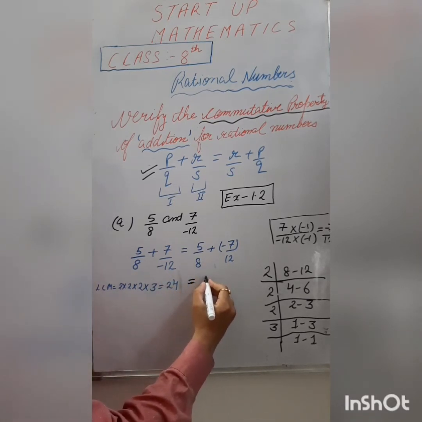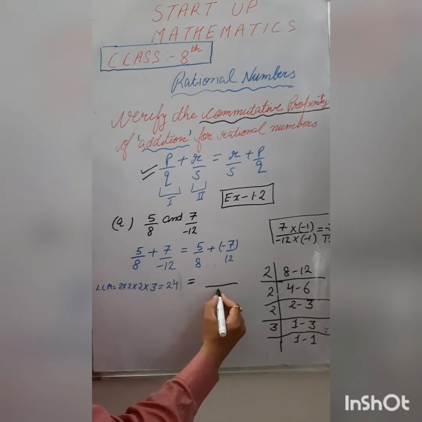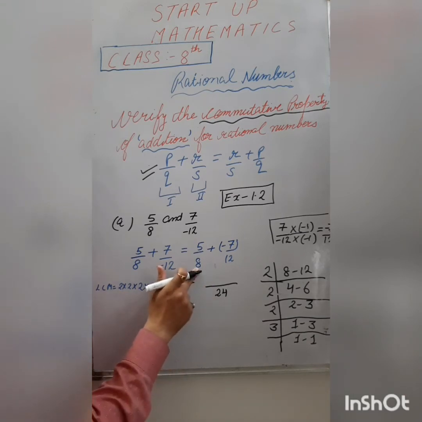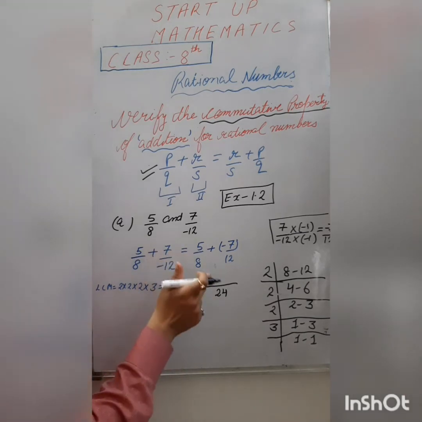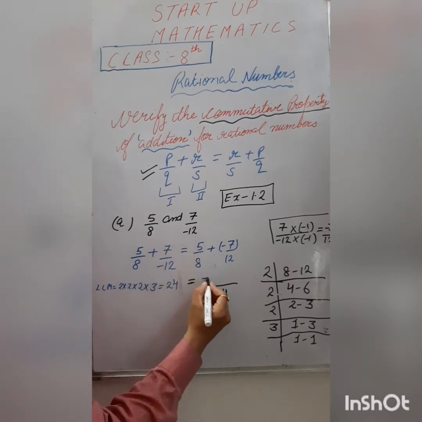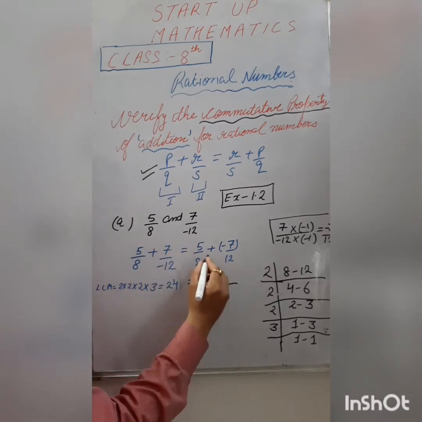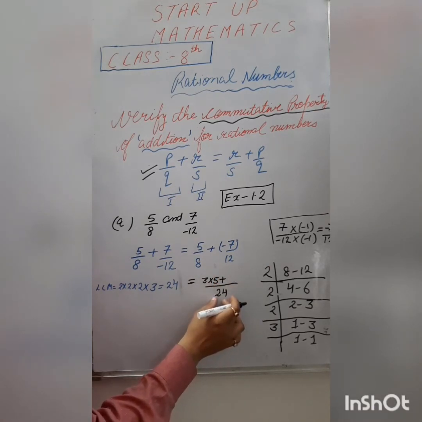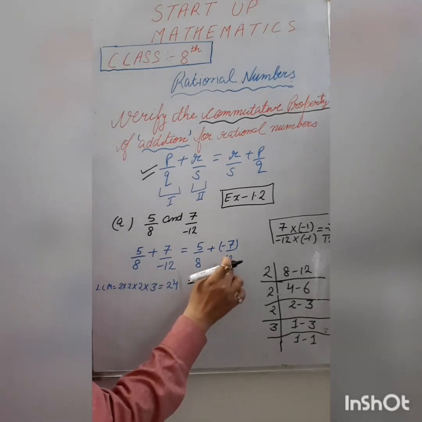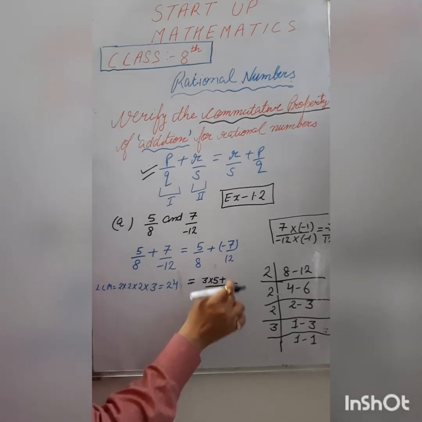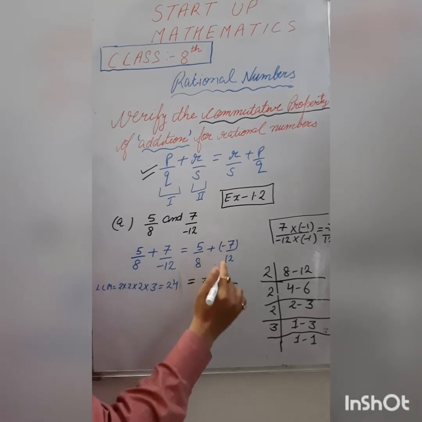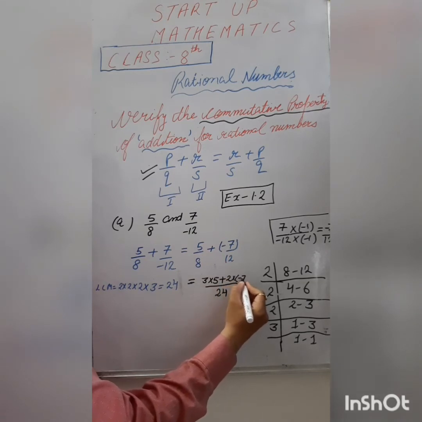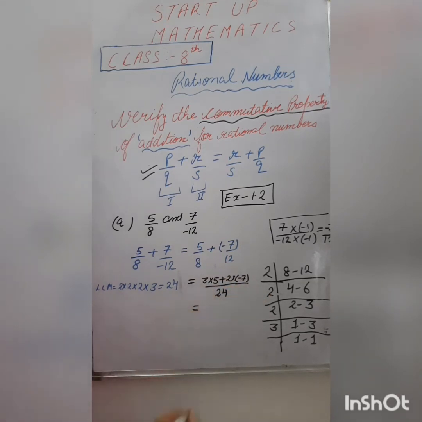So take the LCM in the denominator, that is 24. Now this LCM is divided by 8. What is the quotient? Yes, the quotient is 3, and 3 is multiplied with 5. Next, plus 24, the LCM, is divided by 12. What is the quotient? 2, and 2 is to be multiplied with the numerator of the second rational number, that is minus 7. That's minus 7, right? Solve the numerator.